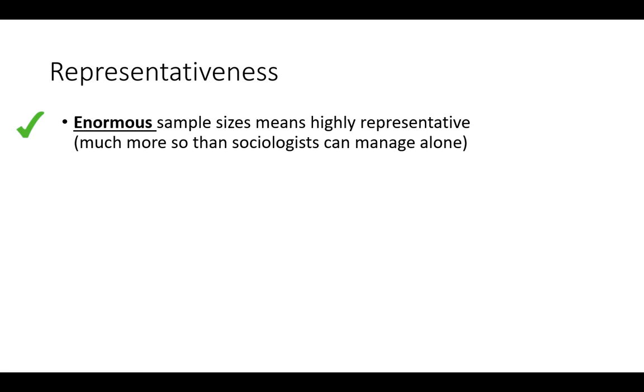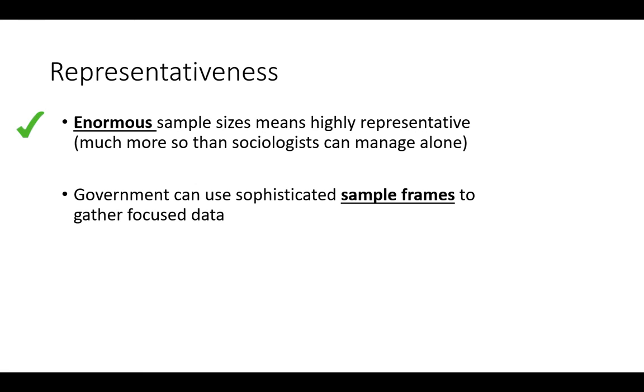And so with official statistics, we can sometimes study everyone in society, like the census. So we have absolutely enormous sample sizes. No sociologist could ever hope to interview 1 million people, but the government can. And the government can use sophisticated sample frames. So what the government can do with this huge pool of data is say, right, we want the GCSE grades for every single white working class boy, please. And you can get it like that.